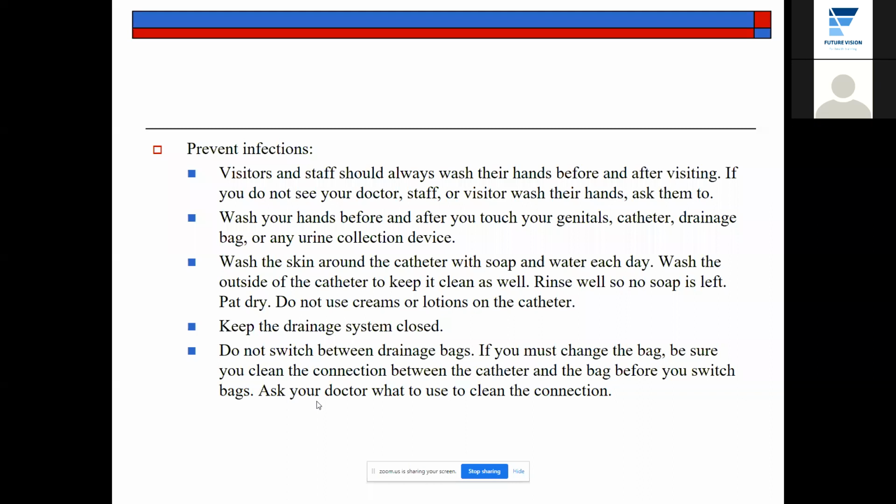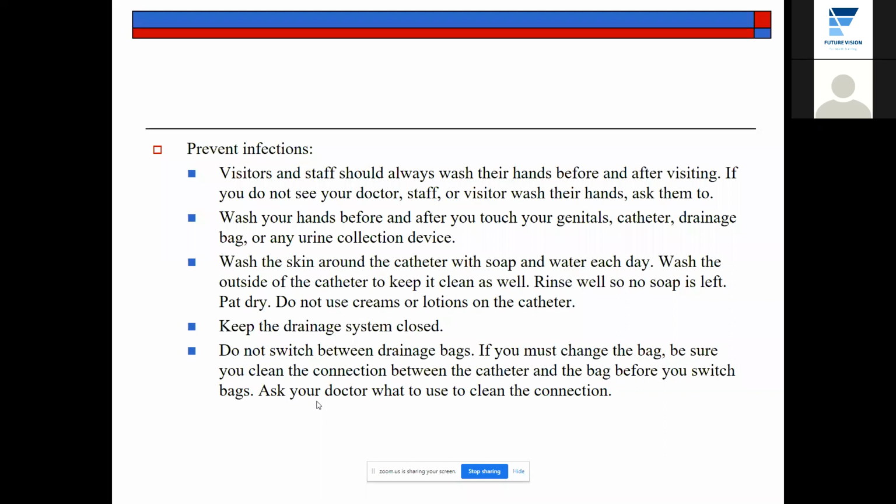Just to avoid infection, we have two or three things that we need to consider. How can the patient get an infection? With insertion, with maintenance, and with removal. Right? With insertion there must be an indication. The maintenance we will see now, how to do the maintenance. Since most patients are with a Foley's catheter and there are always visitors, the visitors and staff should always wash their hands before and after visiting.